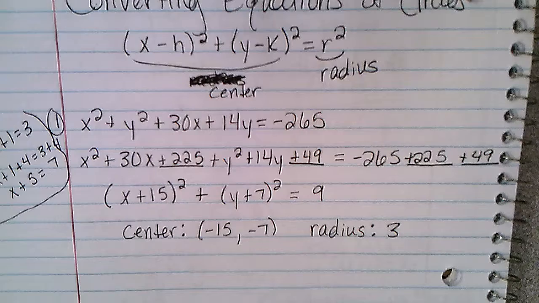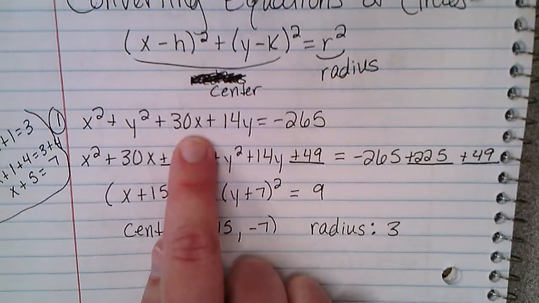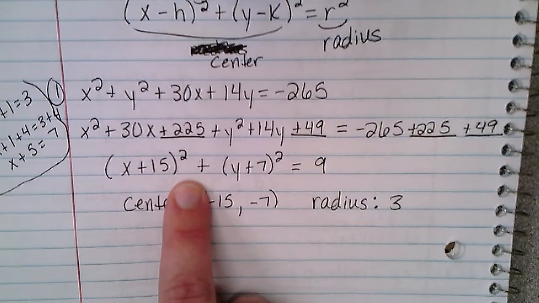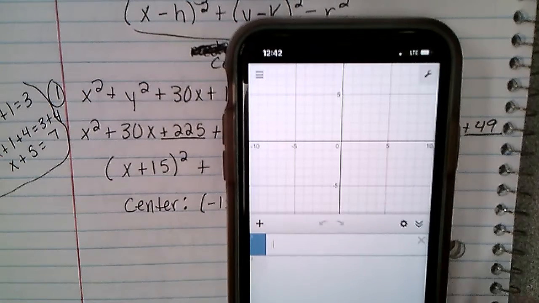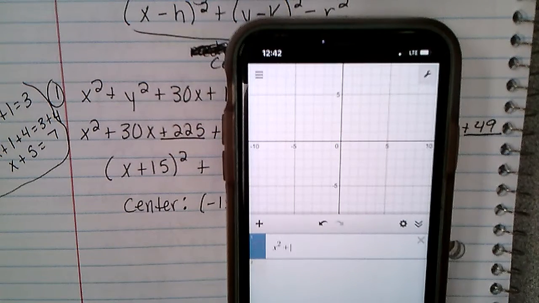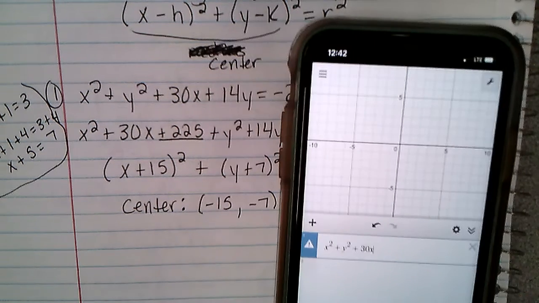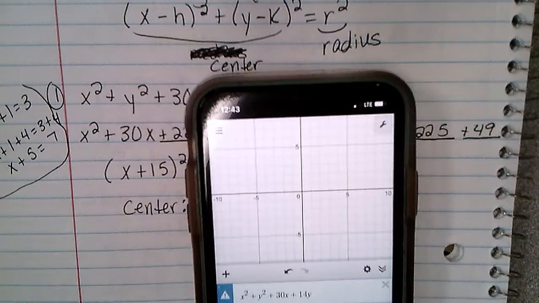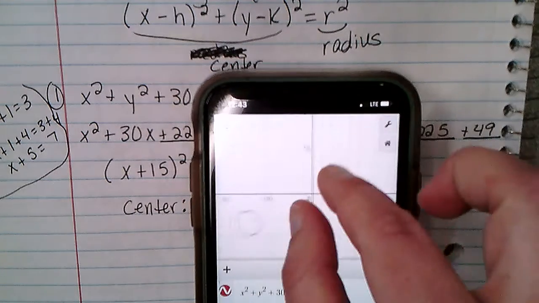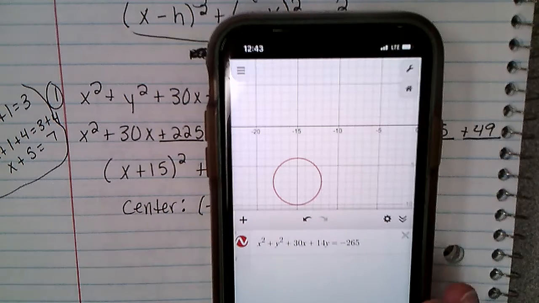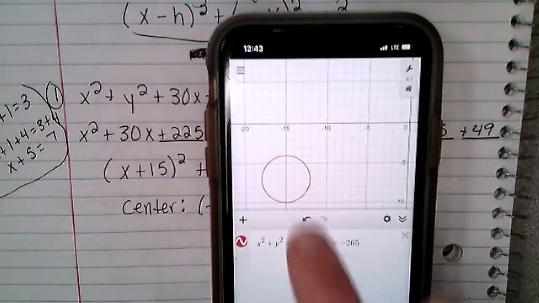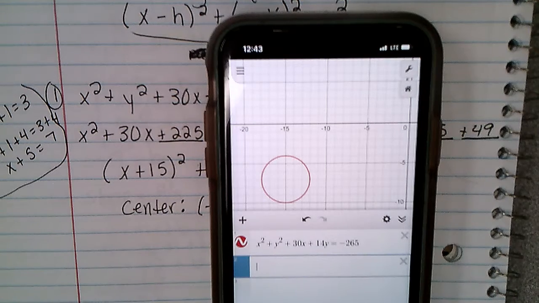What I'm going to do is go to Desmos, good old trusty Desmos, and type in my original problem and then my converted equation. And if they're both meaning the same thing, they're the same circle, which of course they would be, they're going to overlap in Desmos. They're just going to graph the same exact thing. So let's go to Desmos here. So x squared plus y squared, plus 30x plus 14y equals negative 265. So let me zoom this out so we can see it. So there it is. And we can see our radius of 3. And then you could also see our center there. So there's your negative 15. And then it was at negative 7 if you wanted to count that. So there we can check our answers there too, which is pretty amazing.